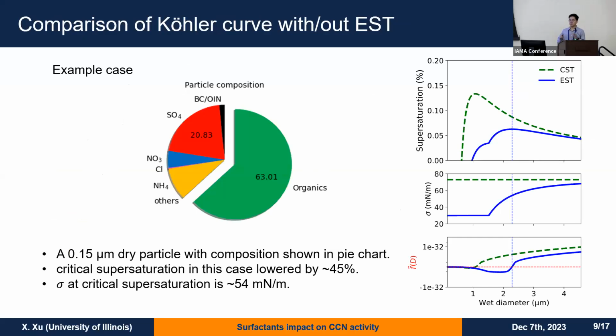Okay, so that's basically the methodology part. After the implementation and reevaluation, let's see some results. Here we took an example case of a single dry particle with 0.15 micron dry diameter and chemical composition shown in the pie chart. On the right hand side, you can see that for this condition, the critical supersaturation decreased by 45%. And at the critical supersaturation point, the surface tension is actually just 54 rather than 72, which is the value for water.